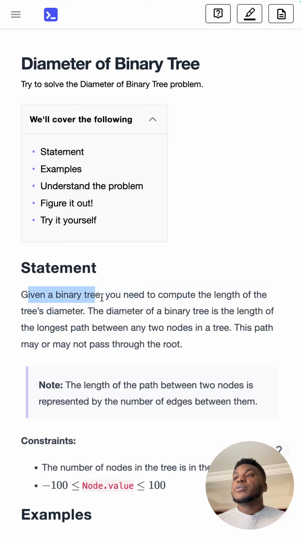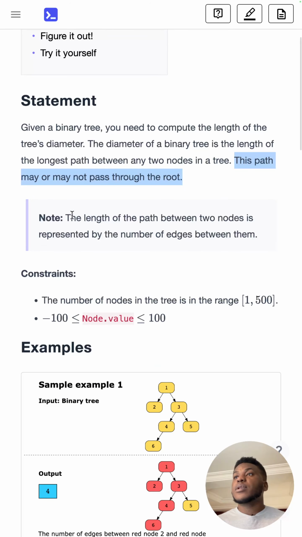Given a binary tree, you need to compute the length of the tree's diameter. The diameter is the length of the longest path between any two nodes in the tree. This path may or may not pass through the root. The length of the path between two nodes is represented by the number of edges between them.